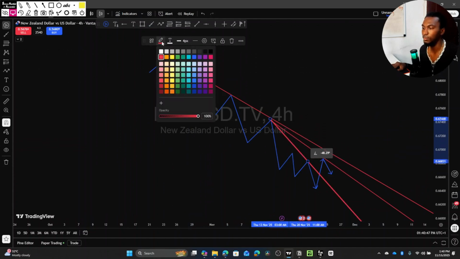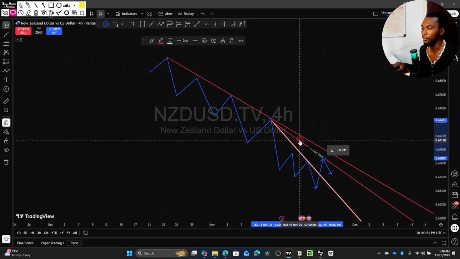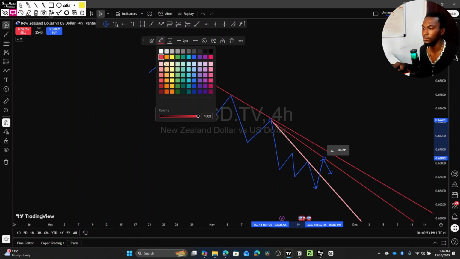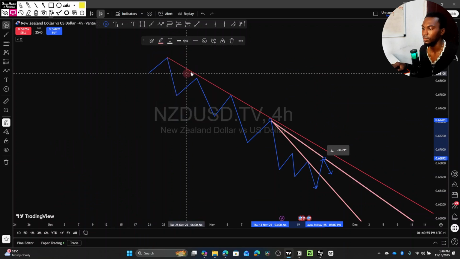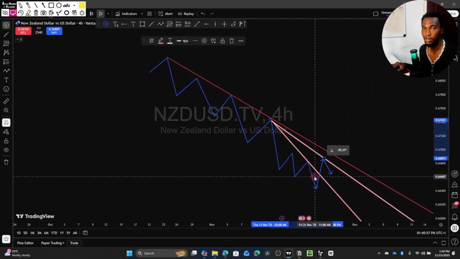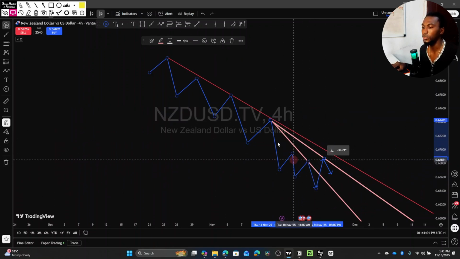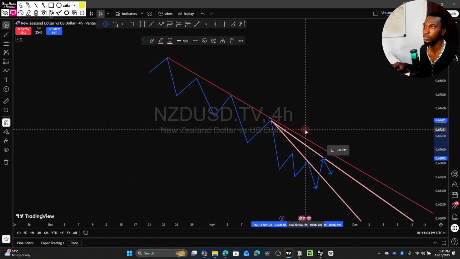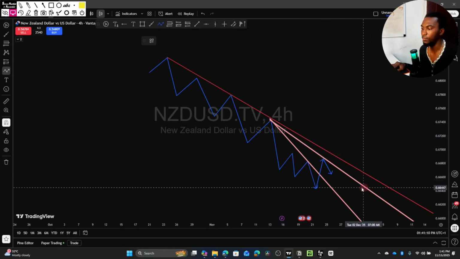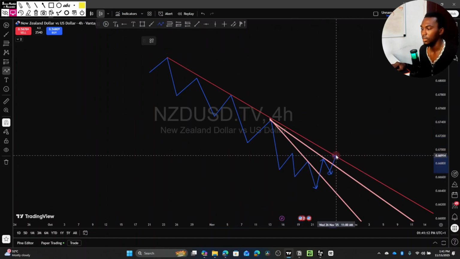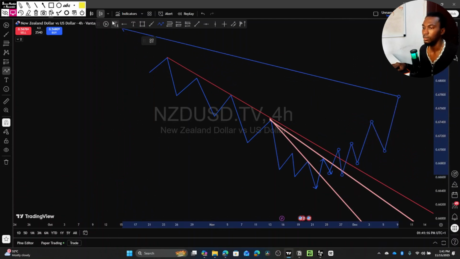I'm going to make them bolder, right? And then I have this line. So now you can see I have two lines in the same direction. However, one is following all the touches. The second one is following, after the break, the most recent pullback. When price breaks above this, that is when I'll enter the market.